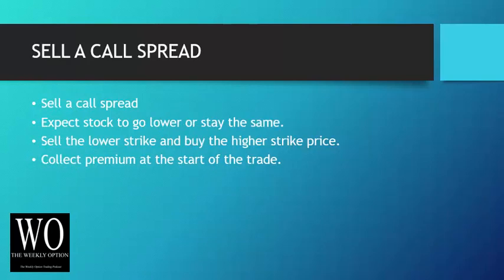Now, when you sell a call spread, you actually expect stock prices to go lower or stay the same. You'll sell the closer to the money or the lower strike option, and you'll buy the further out of the money, the higher strike price of the call. And you're going to collect a premium at the start of the trade. So when you sell a call spread, you actually receive money at the start.